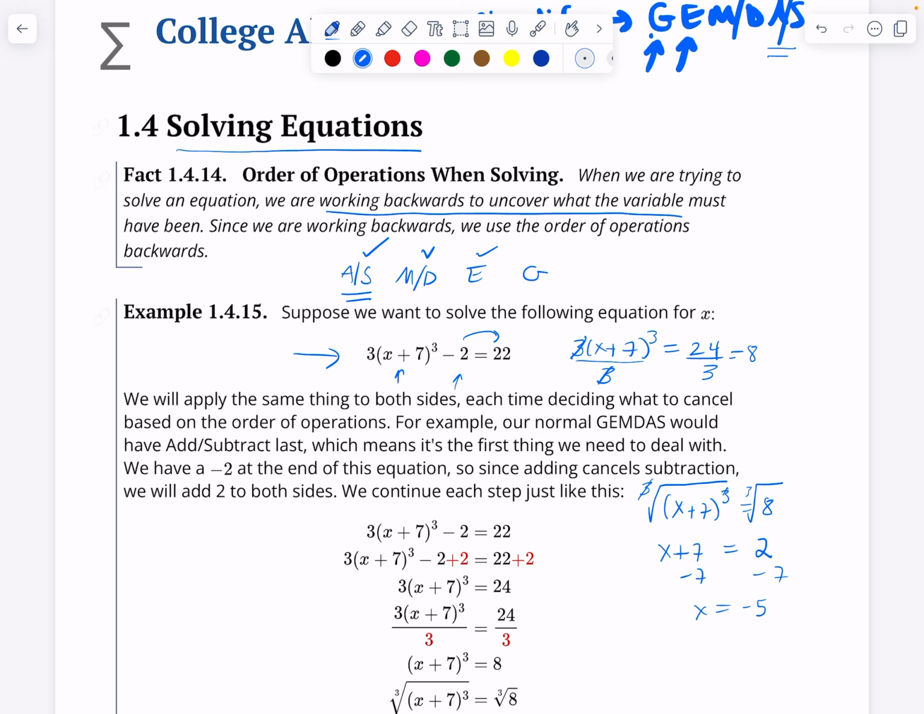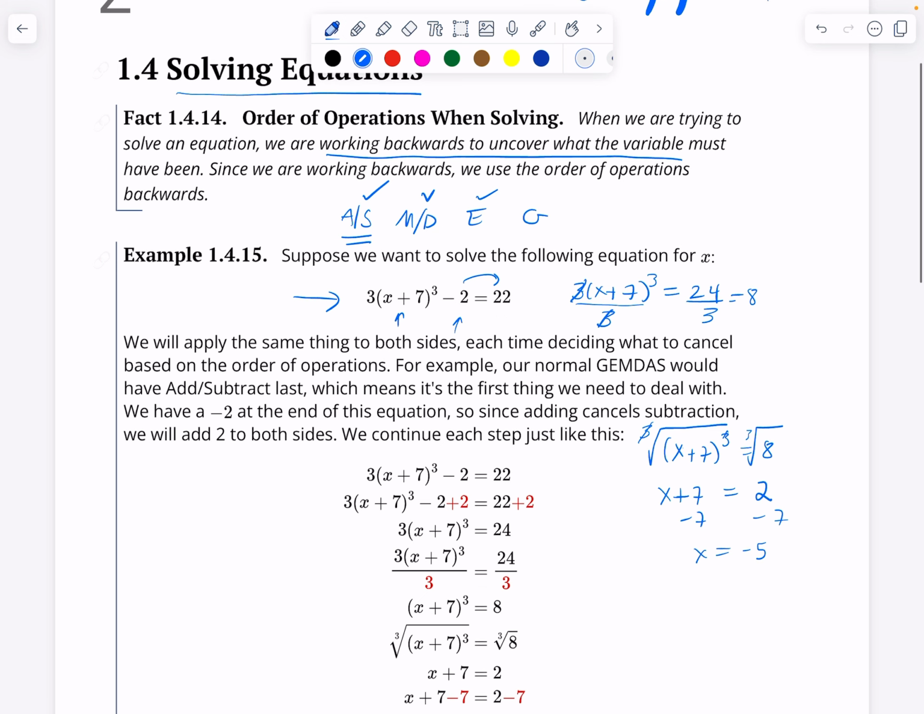Now, the beautiful thing about solving equations is they have the built-in check. You can plug it into your equation to see if you made a mistake along the way. So let's do a quick check. We believe that x is equal to -5. So now we're going to go the order of operations forward. So we're going to plug in 3 times (-5 plus 7) cubed minus 2 and see if we get, in fact, 22.